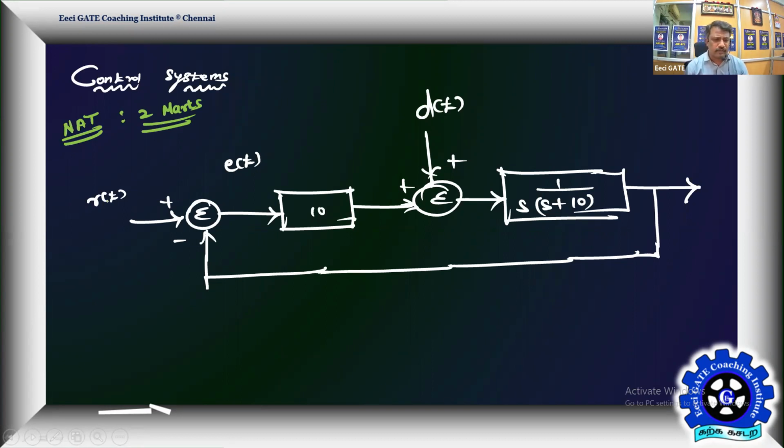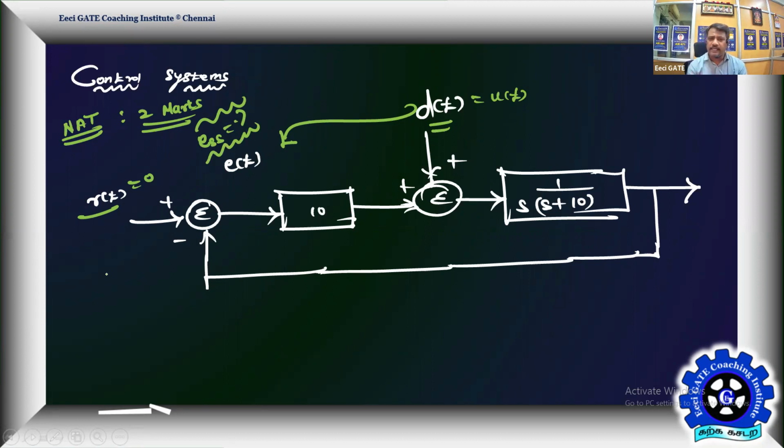There are two inputs. One is the input command, another one is the disturbance. Given the disturbance is u of t, a unit step input, you need to find the error due to the disturbance input. Sorry, disturbance, not a command. And given r of t equal to 0. So for the given disturbance, what is your error at steady state? What is ESS due to your disturbance input?